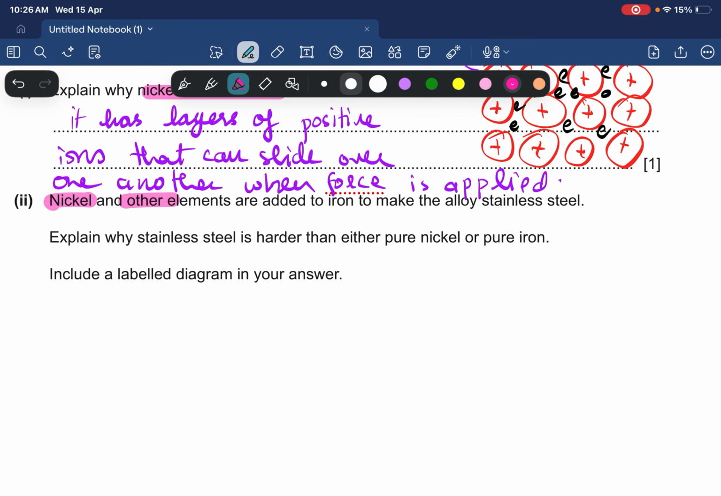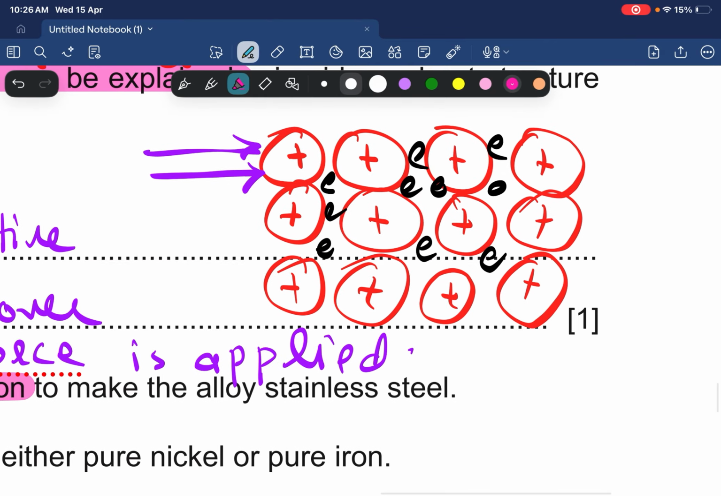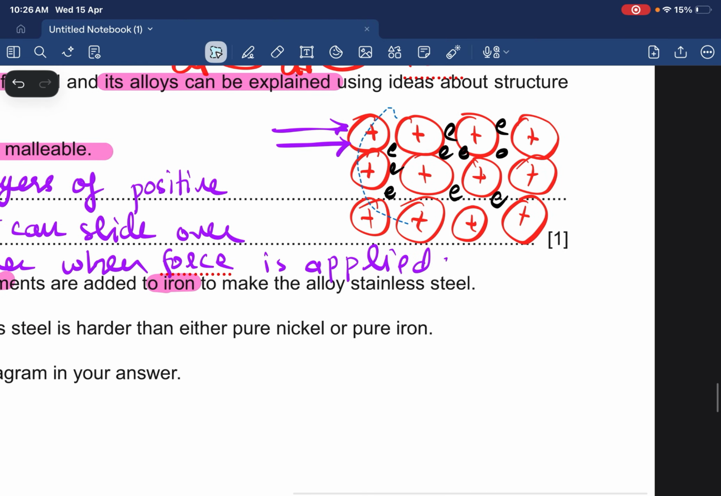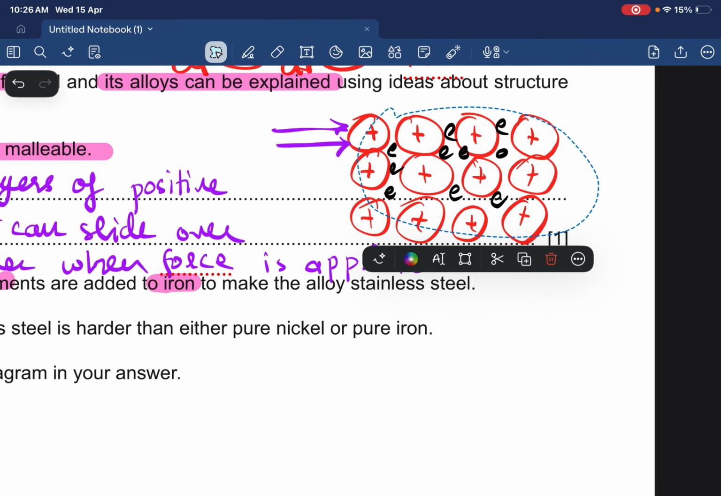Nickel and other elements are added to iron. Okay, so now they're added to iron. What are you doing? You're making an alloy. You're mixing up metals. When you mix up metals, you make them harder and stronger. Why does it become harder and stronger? Because look, this is nickel, right? Now, if you add iron to it, iron atoms are going to be, let me show it to you guys. Look, this is your nickel.